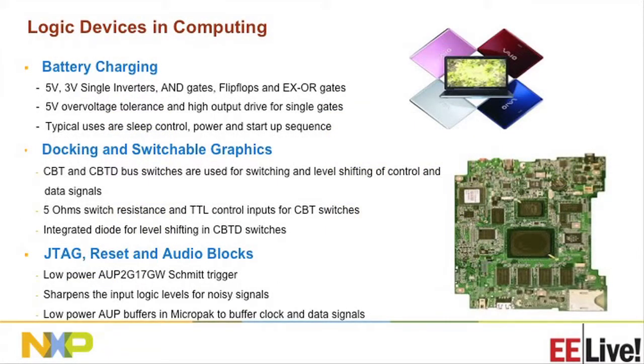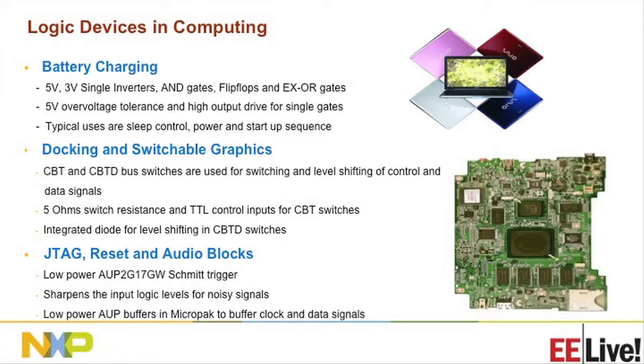So if you look at the computing platforms today, like tablet PCs, like some of the Chromebooks, for example, this is where you would see the typical use of these logic devices. So the single gate, dual gate, and triple gate logic, you would see it in the battery charging, where you need some overvoltage tolerance and high output drives. You would see some CBT switches, which are also logic. These are the crossbar switches. You could do some graphics switching between displays using crossbar switches.